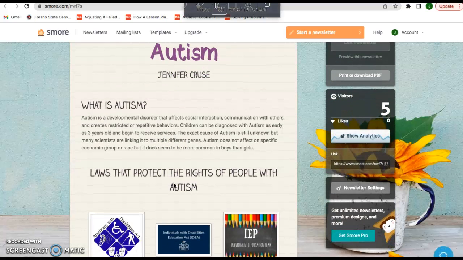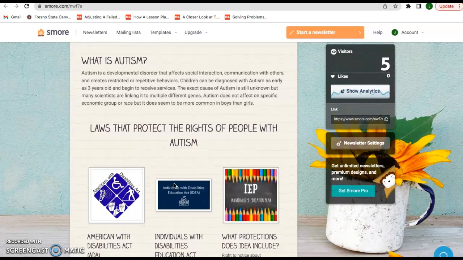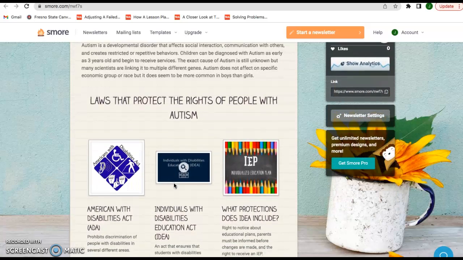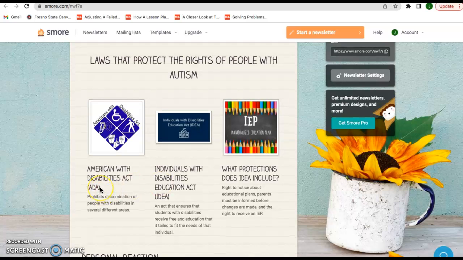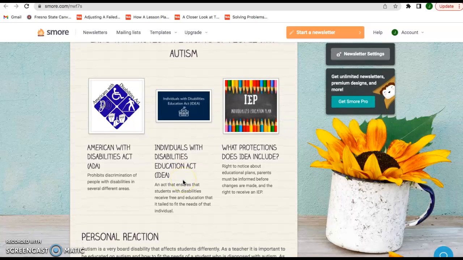So you can see that autism is a developmental disorder that affects social interaction and communication with others. And the two disability acts that were highlighted were the Americans with Disabilities Act and the Individuals with Disabilities Education Act. These are two acts that are put into place that help give rights to students who do have disabilities and make sure they're getting equal educational opportunities as well.